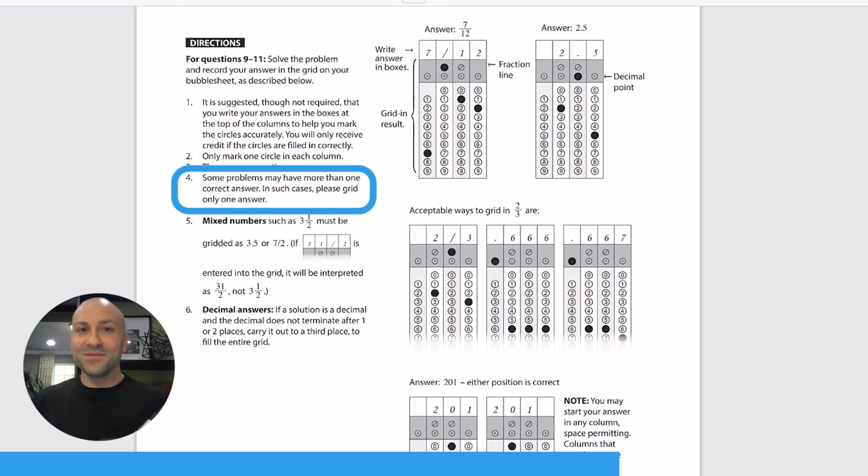Something that can be a little bit confusing is you can actually have more than 1 correct answer on a particular question, but you only have to grid in 1 of those correct answers. I've seen questions on the SAT where there's actually up to 6 correct answers and you just pick 1 of them.